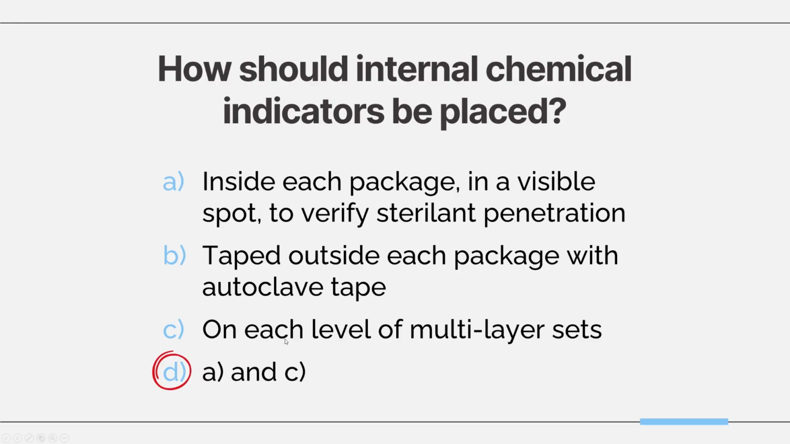You always place internal indicators inside the deepest part of each package, not necessarily underneath tray liners, as a lot of the students once believed. It has to be placed on top of the tray liners and at each level of a multi-layer set. This helps confirm the sterilant reached all internal surfaces. External indicators like autoclave tape, not to be mistaken with the instrument identification autoclave tape, it's this one, don't provide this level of verification.